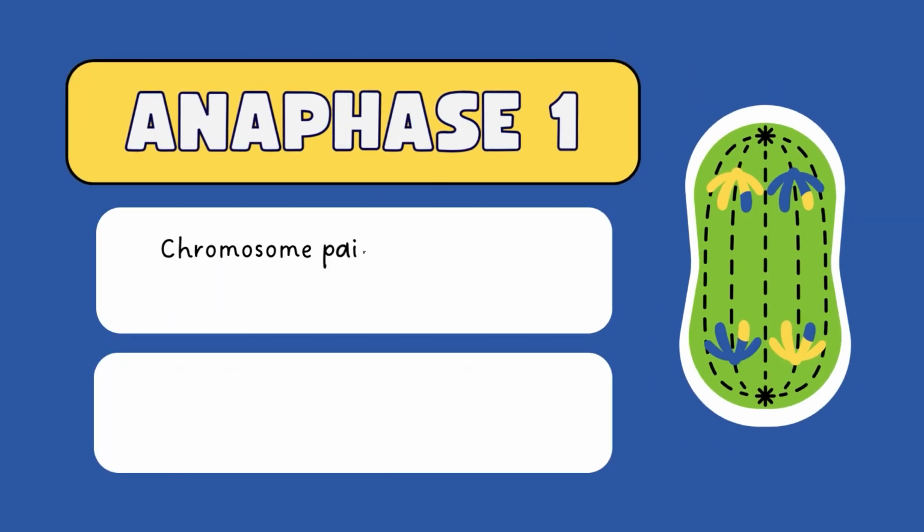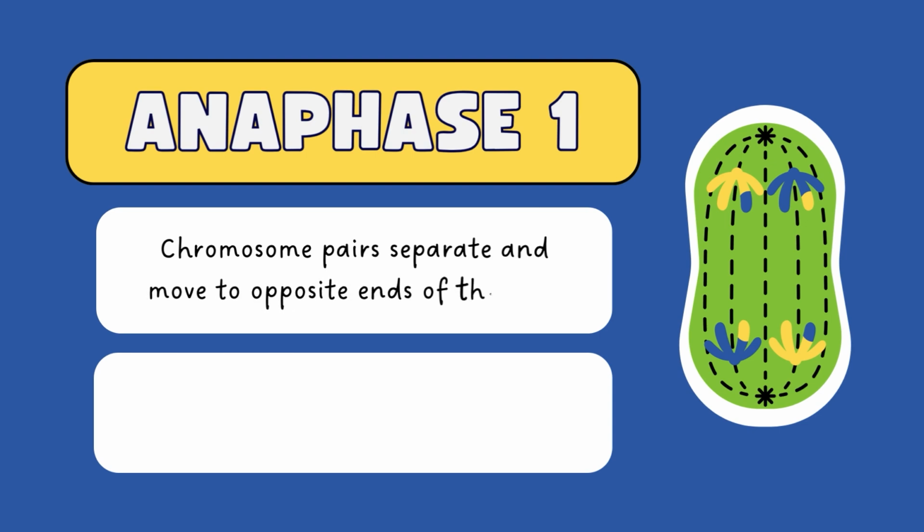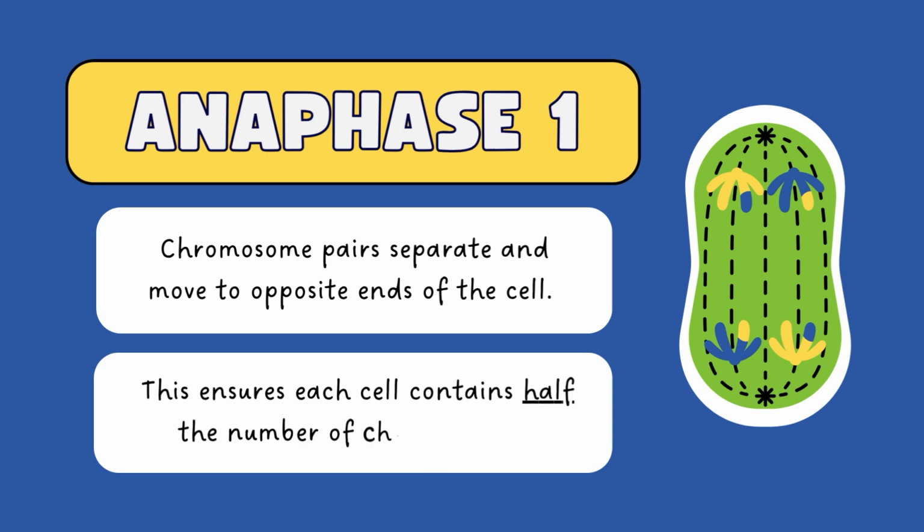Now let's look at the third phase of meiosis, which is anaphase 1. Now, what happens in anaphase 1? The chromosome pairs separate and move to opposite ends of the cell. This ensures that each cell contains half the number of chromosomes.